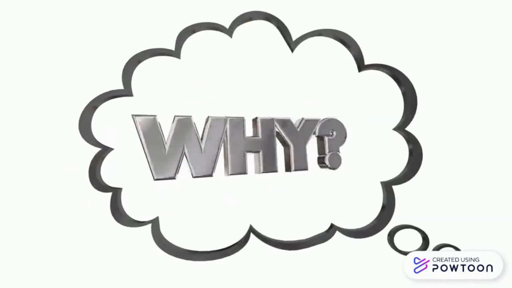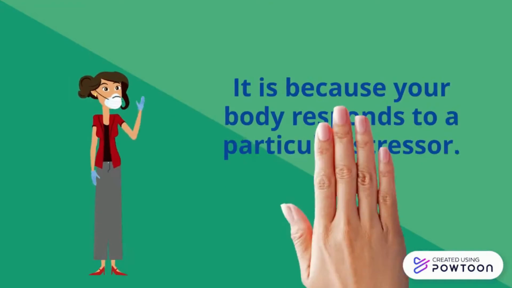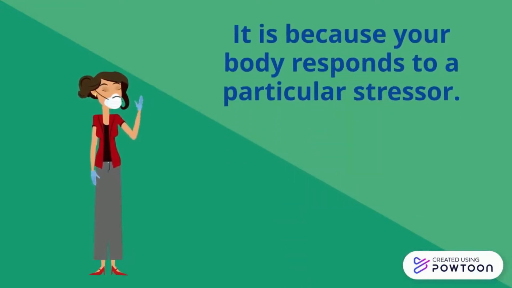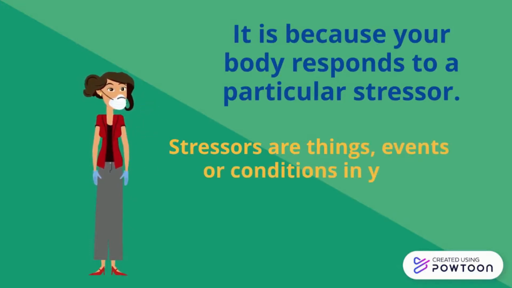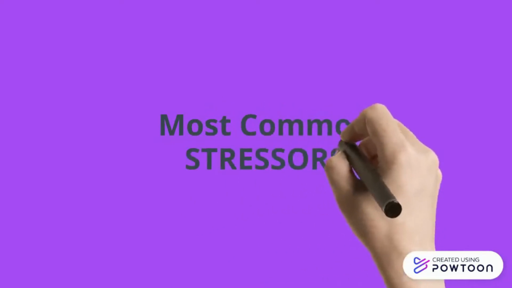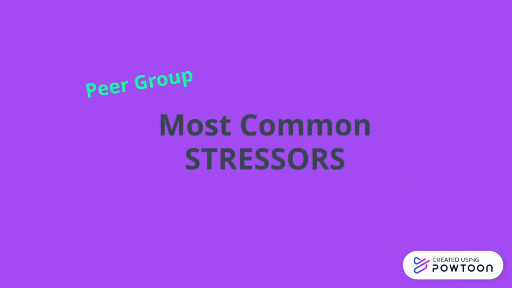Why does a person become stressed? It is because your body responds to a particular stressor. Stressors are things, events, or conditions in your surroundings that may trigger stress. These are the common stressors that may affect adolescents. Peer groups. When peer pressure demands that they act in ways with which they are not comfortable, it can cause teens to suffer from low self-esteem, anxiety, and depression.